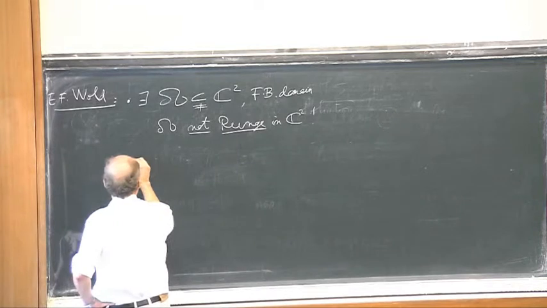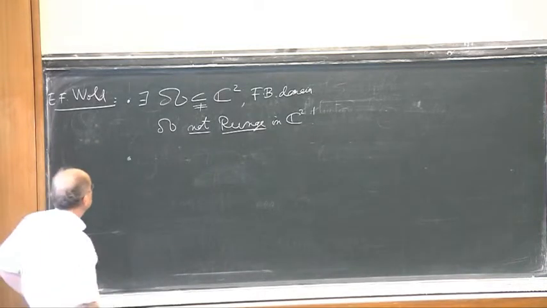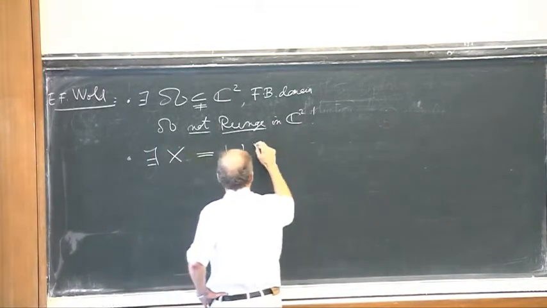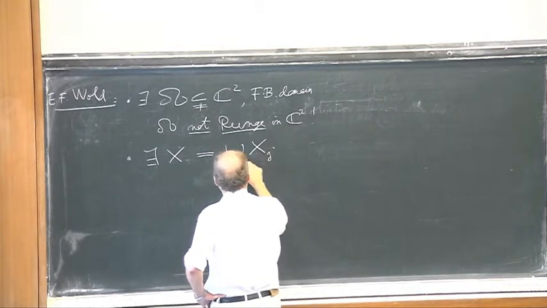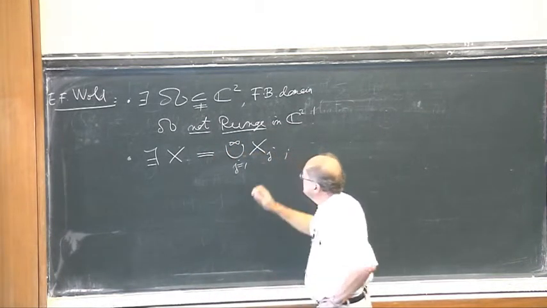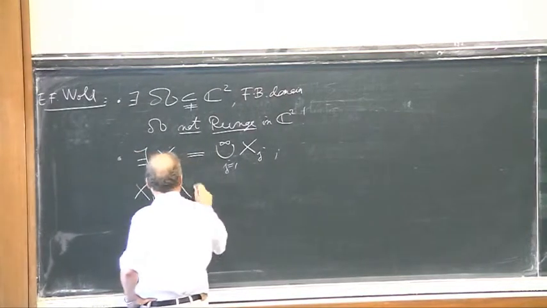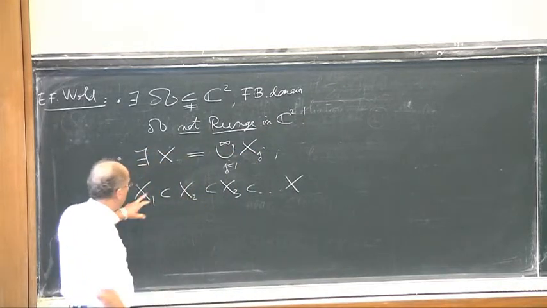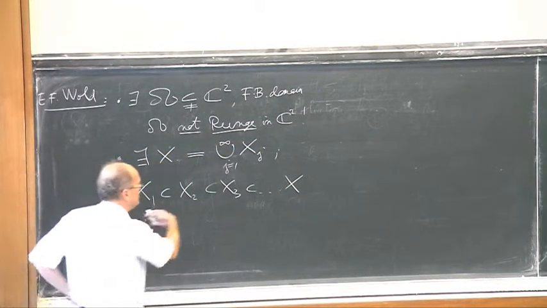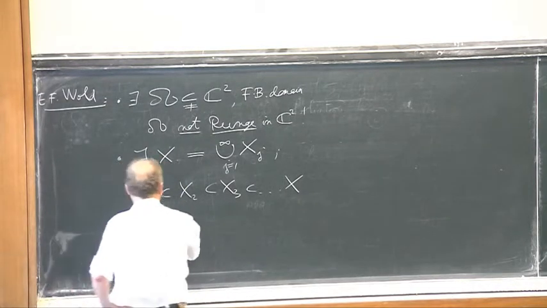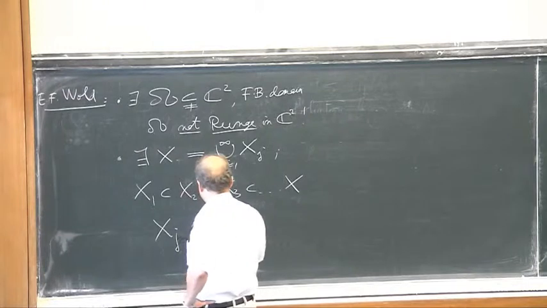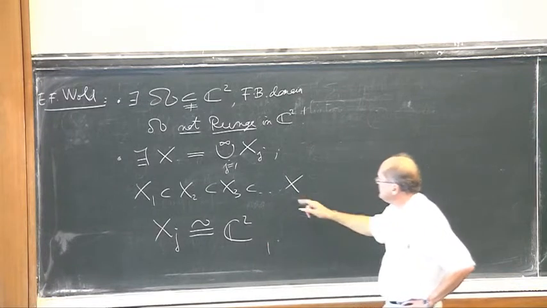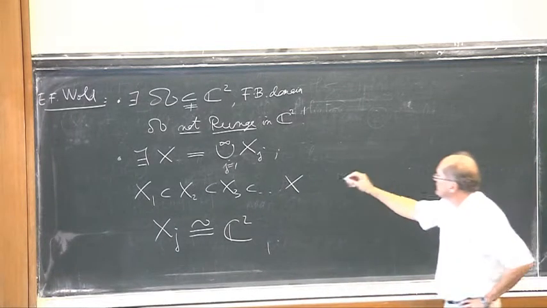And the second thing, you can use this domain later to construct X, which is a union of subdomains such that these are increasing, these are domains, open sets in X, increasing, and such that each of them is actually biholomorphic to C2. But, so any such X would be called a long C2.